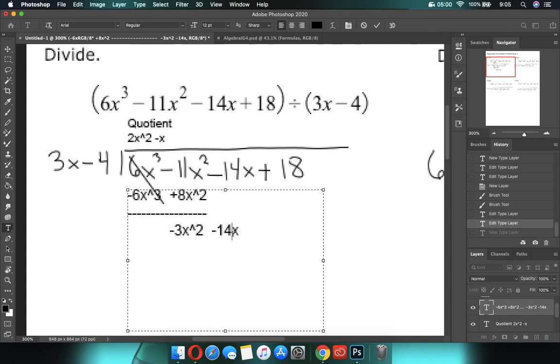Now you're going to take that information and multiply it here. So what is negative x times 3x? That's negative 3x squared, which is what we were looking for. And then negative x times negative 4 is positive 4x. That's what we ended up getting.